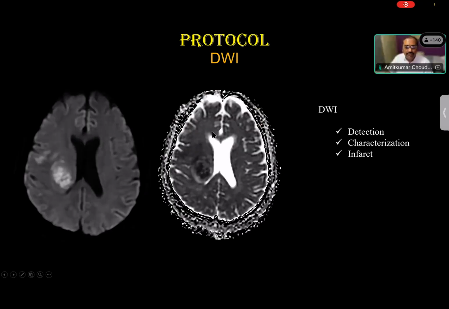And we have a corresponding what is known as ADC map, that is an apparent diffusion coefficient map, wherein what is truly restricting would appear darker. So what is bright on diffusion-weighted imaging and dark on ADC maps is actually showing true diffusion restriction. Again, these can also be used for looking at infarction, especially in the post-operative period.